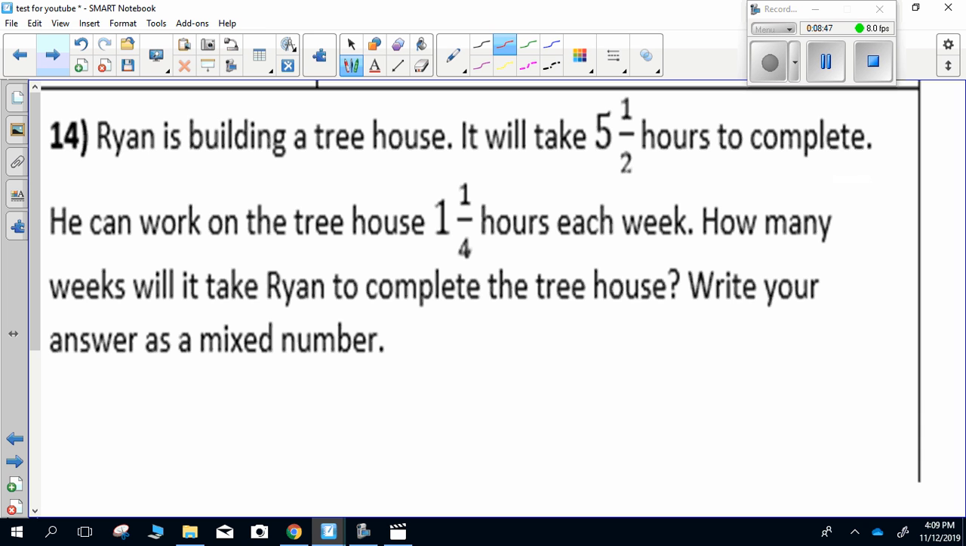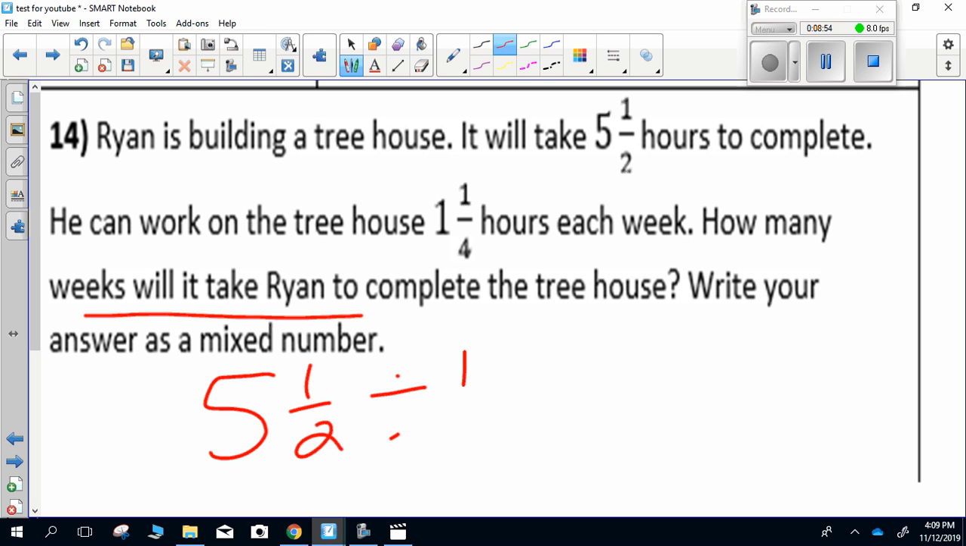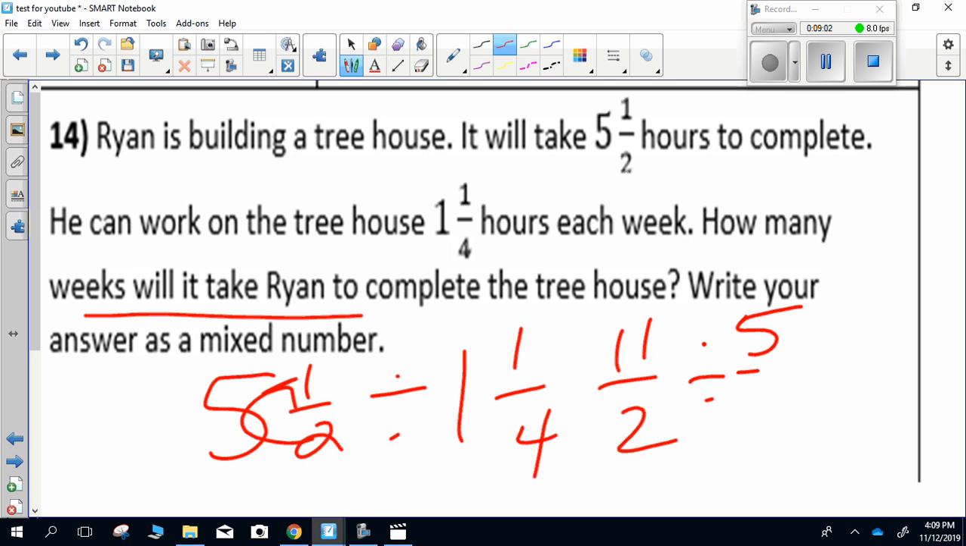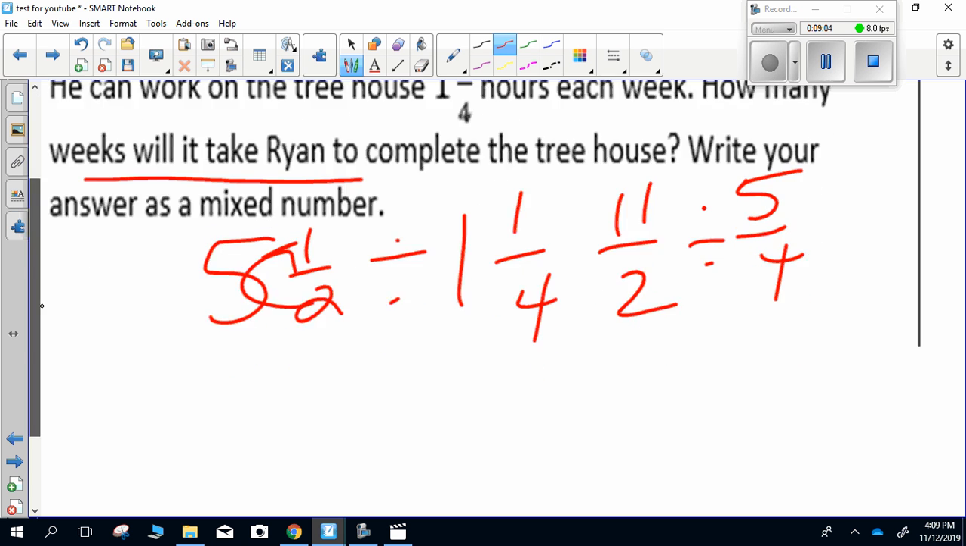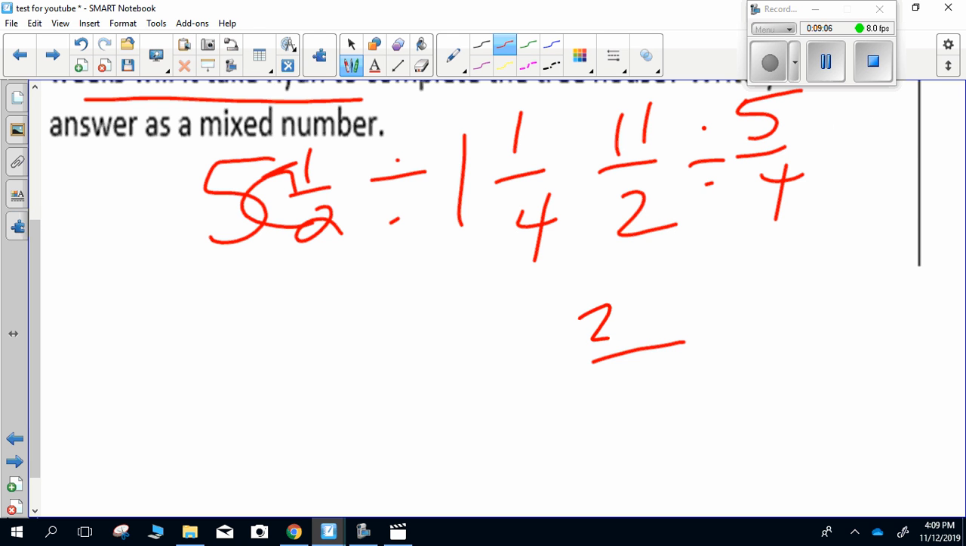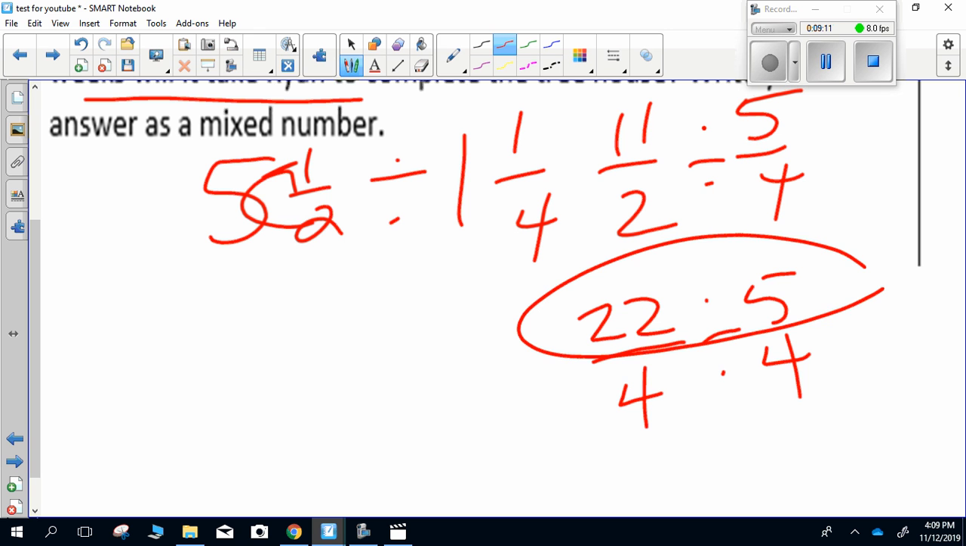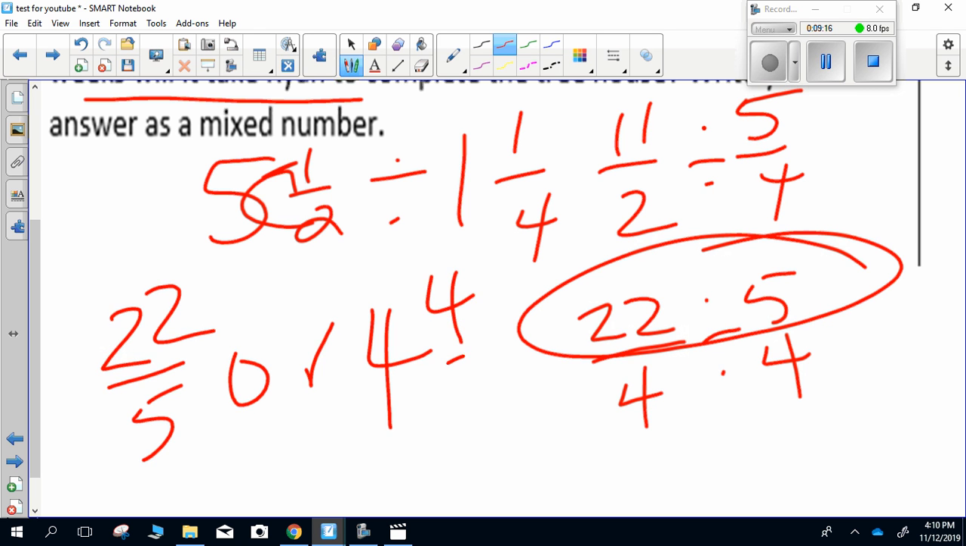And the last question, we're going to take the time and split it up. So it's 5 and 1/2 divided by 1 and 1/4. This is 11 halves divided by 5/4. Common denominator is going to be 4. So it's going to be 22/4 divided by 5/4. So my answer is 22/5, or 4 and 4/5. Make sure you've written everything down on your sheet and are ready for your retest on Friday.